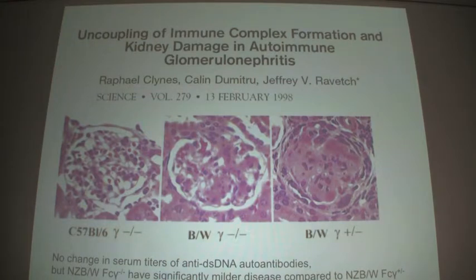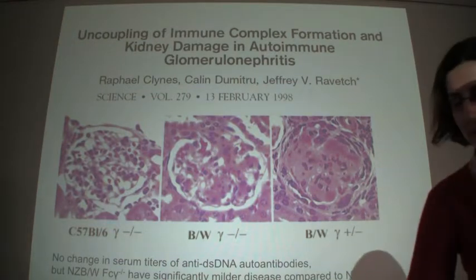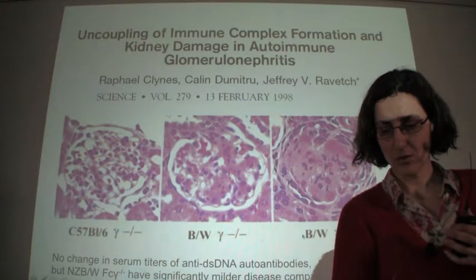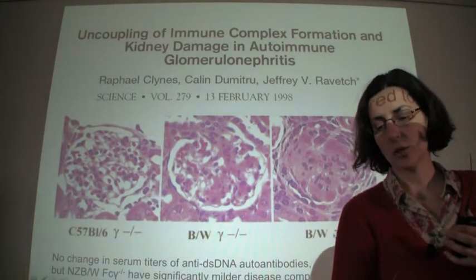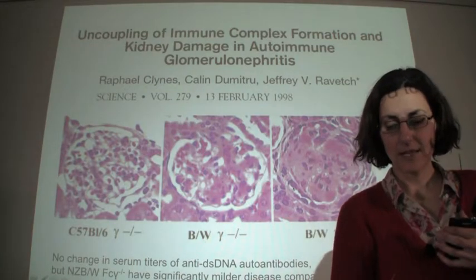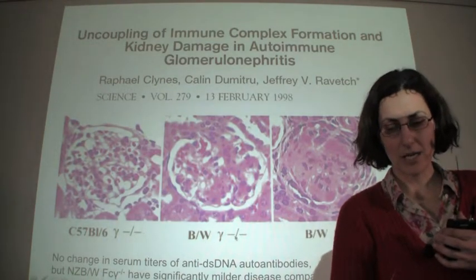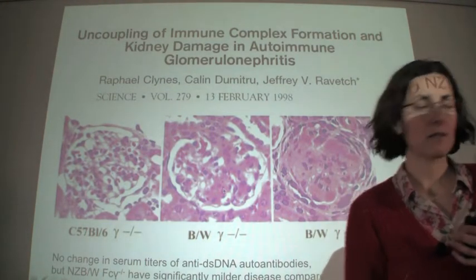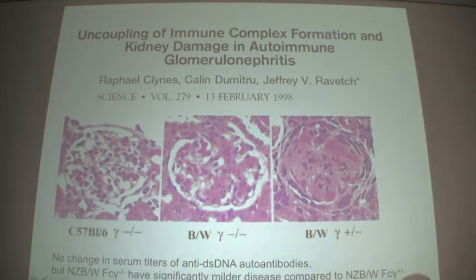And what he showed here is that BW stands for NZBW mice. So this would be your control, which lacks one of the two gamma chains. This mouse would get nephritis. But if you had no gamma chain, nephritis kind of still happened. So you still had deposits, but it was very mild. When he measured podocyte injury, that is proteinuria, it was not there.